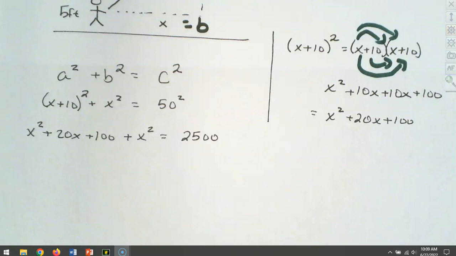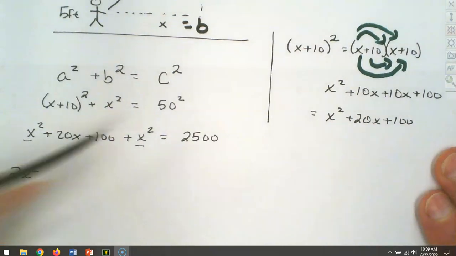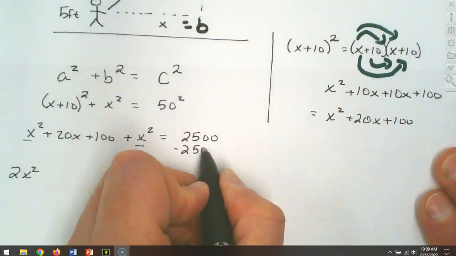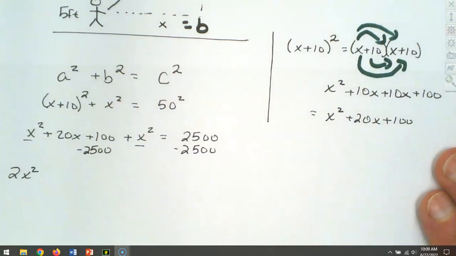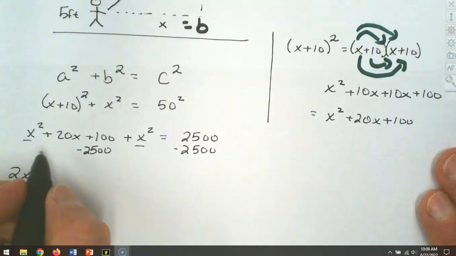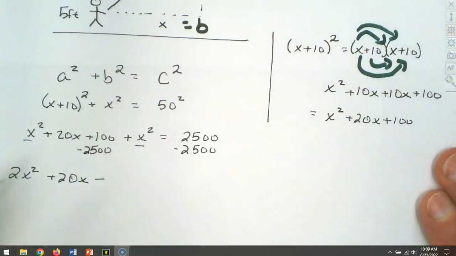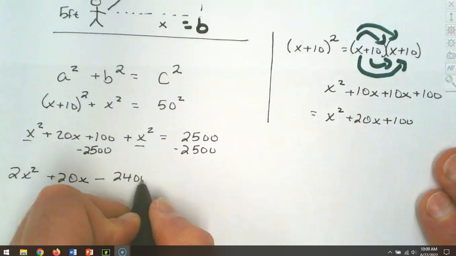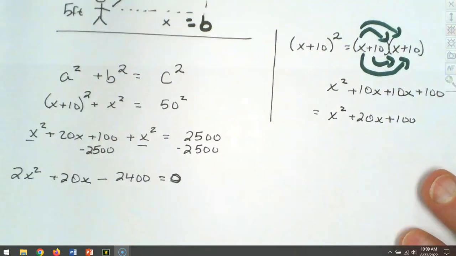Now, we're going to have to set this to 0, and we're going to combine our terms together. So, see what we've got. We've got an x squared and an x squared, so that makes it a 2x squared. We're going to move that 2,500 over to join the 100. So we've got a 2x squared, and then we've got a 20x, and then we've got a minus 2,400. And that equals now 0. So I just moved everything around.